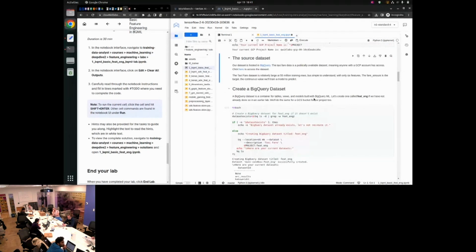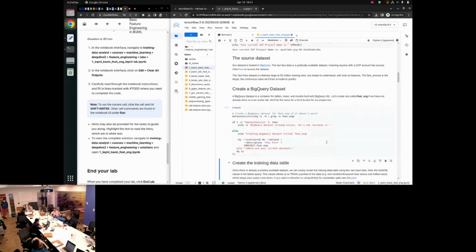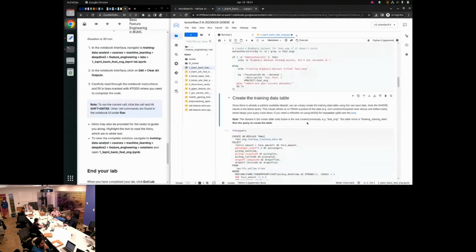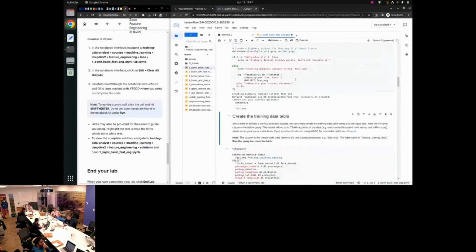So the source data set that we are using for this project, let me read from it. Our data set is hosted in BigQuery, and this is the taxi fare data that is publicly available. So basically, this is New York taxi data. With a GCP account, you have access to this data set. BigQuery is going to get this data from Google Cloud for you and put it into the feature engineering BigQuery data set. And this is what you are doing in this stage, right?